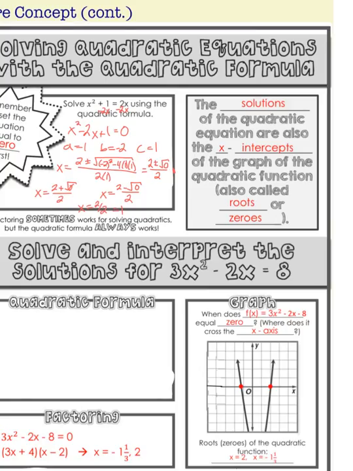And the solutions of the quadratic equation are also the x-intercepts of the graph, or the roots. So if we were to graph that equation that we did first on the left, x squared minus 2x plus 1 equals 0, we would find that it intersects the x-axis only at x equals 1. There's only one root, one intercept.